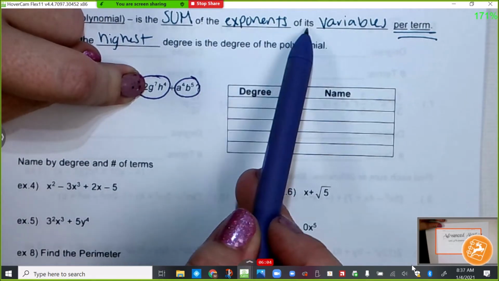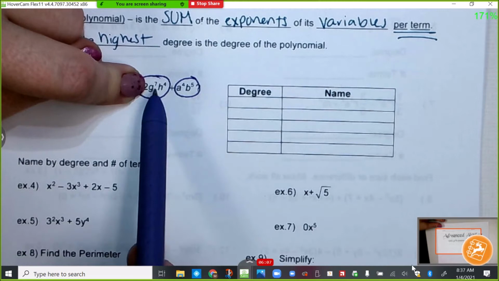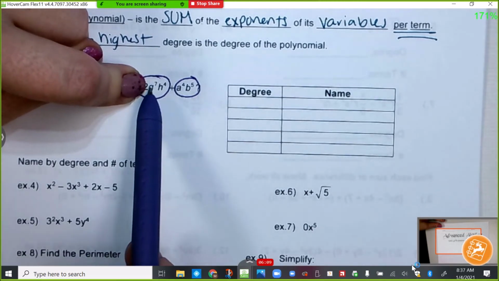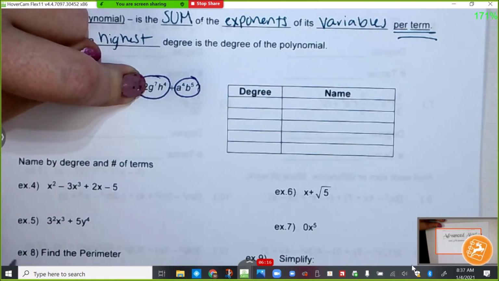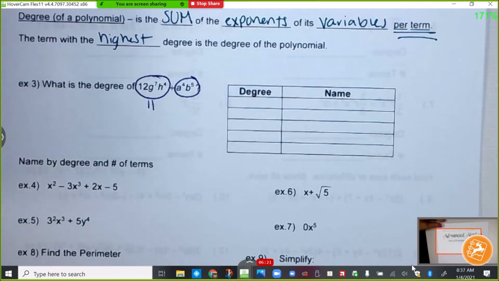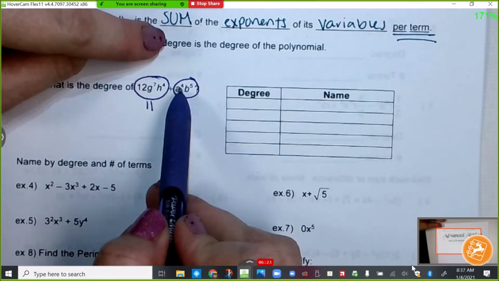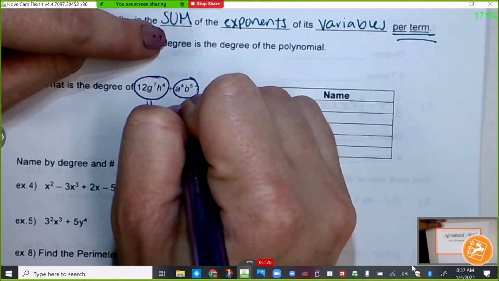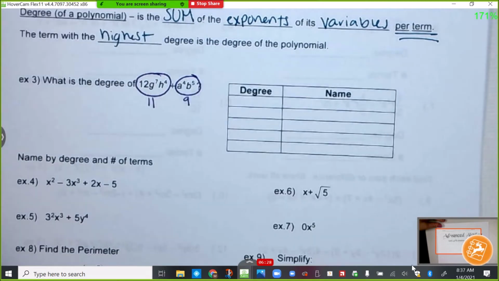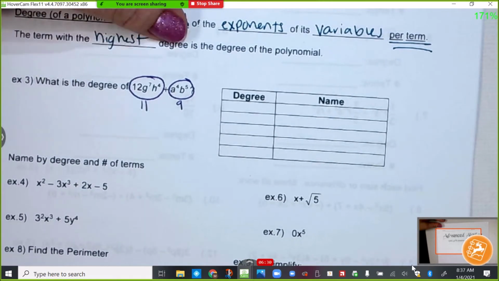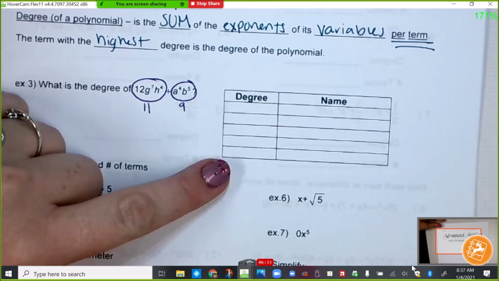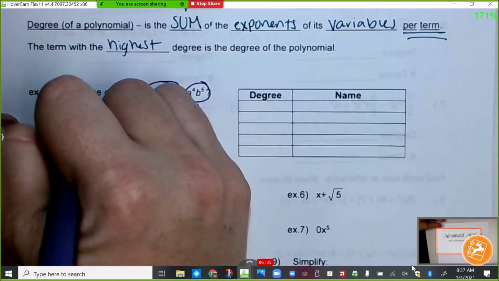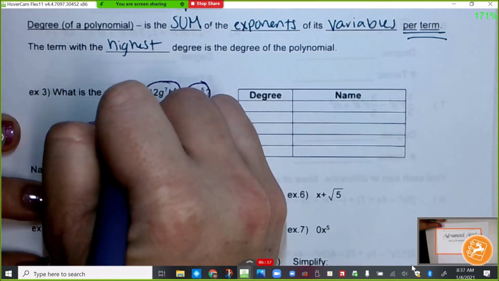So looking at this term, the sum of the exponents, what's 7 plus 4? So this term has a degree of 11. Okay? Now this one, what's 4 plus 5? Has a degree of 9. And it says the term with the highest degree is the degree of the polynomial. Which one's the highest? So this is an 11th degree. It's technically a binomial if we want to get super fancy.